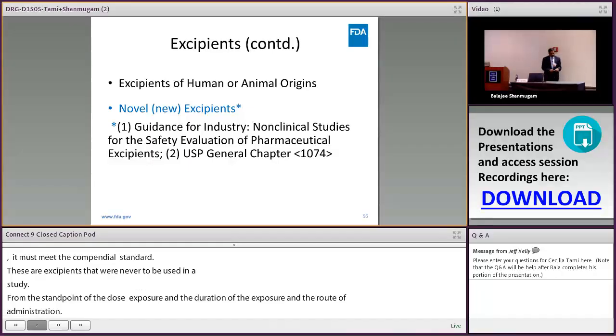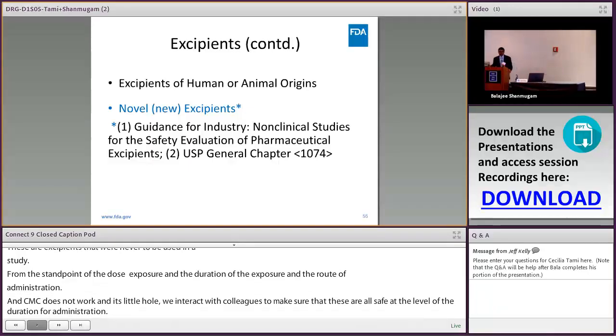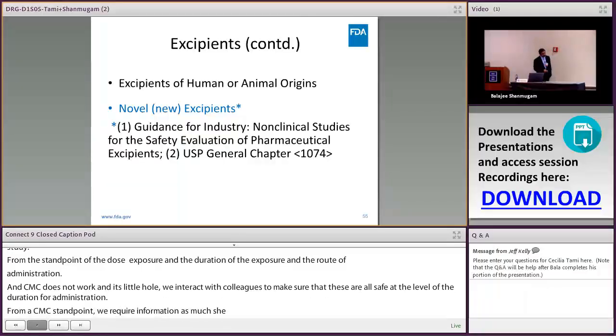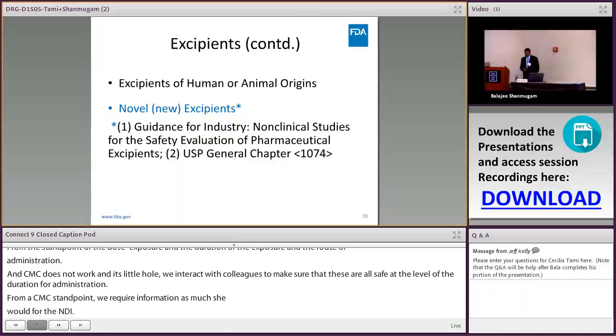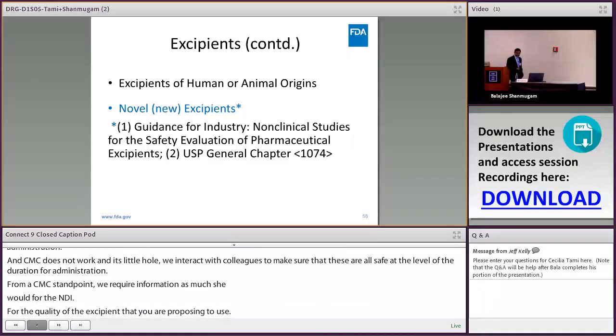From a CMC standpoint, we would require as much information as you would for the API to determine that the quality of the new excipient you're proposing to use is adequate for the proposed formulation and study. Usually it's a type 4 DMF, and we go through the whole thing about manufacture, the specification, the analytical methods, the whole 9 yards as we would for an API.